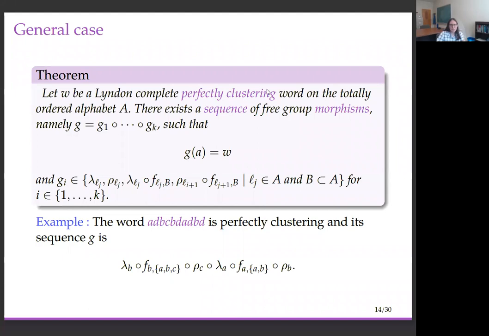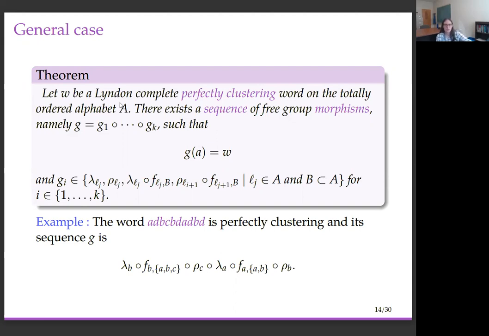And if you look at the beginning of the theorem, I said that I obtain all the Lyndon complete perfectly clustering words. The complete here only means that every letter in the alphabet appears in my resulting word, W. And Lyndon here is just because the Burrows-Wheeler transform of a word will be the same for all conjugates of a word. So I will always take the smallest one, which is the Lyndon one, in my conjugacy class.